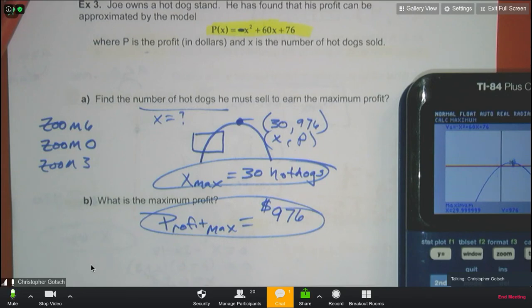If they give you a cost function, then it's going to be a frowny face because we always want to minimize cost, right? We don't want to spend money. We want to keep our costs low and our profits high.